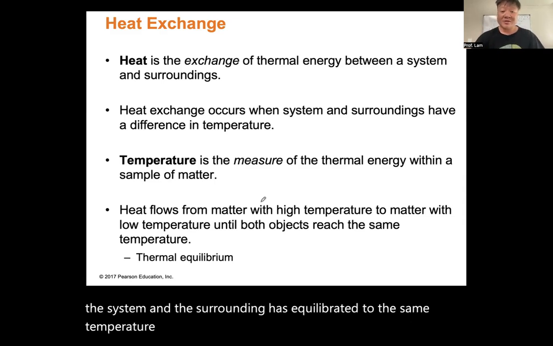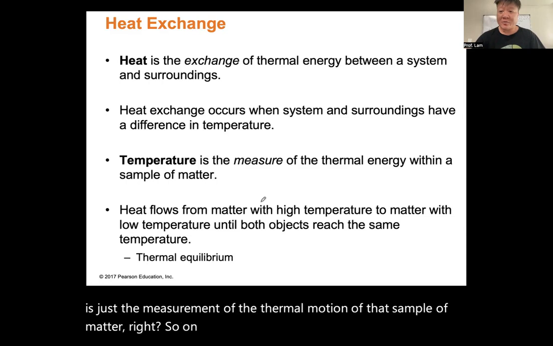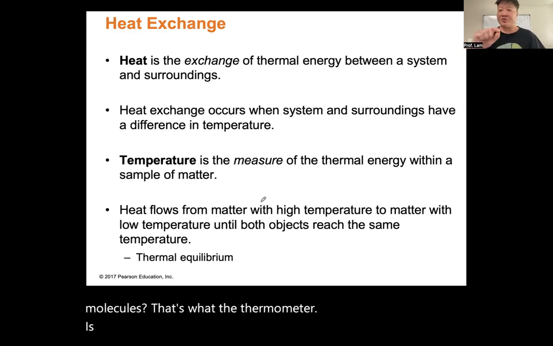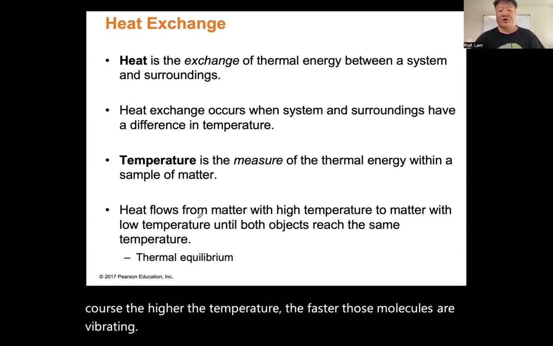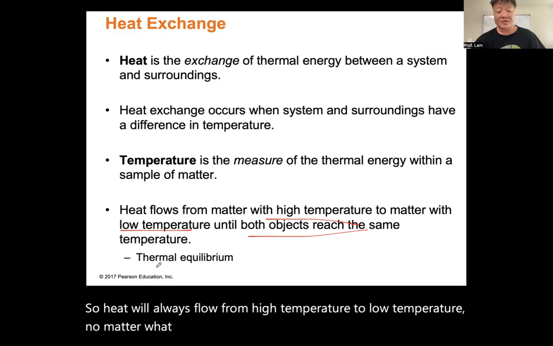And so then what's temperature? Temperature is just the measurement of the thermal motion of that sample of matter, right? So on the atomic scale, it's the vibration of those molecules. That's what the thermometer is measuring, and it gives you a number, a temperature. So of course, the higher the temperature, the faster those molecules are vibrating, right? So heat will always flow from high temperature to low temperature, no matter what, until both objects reach the same temperature.